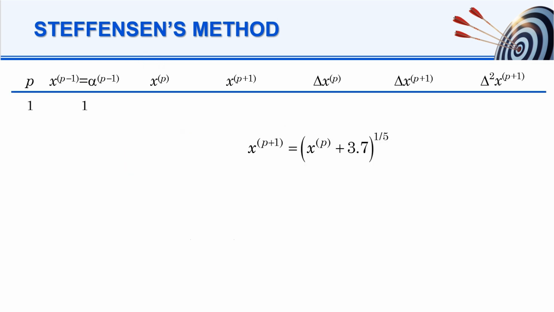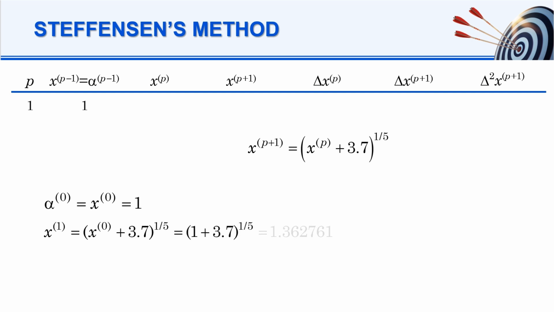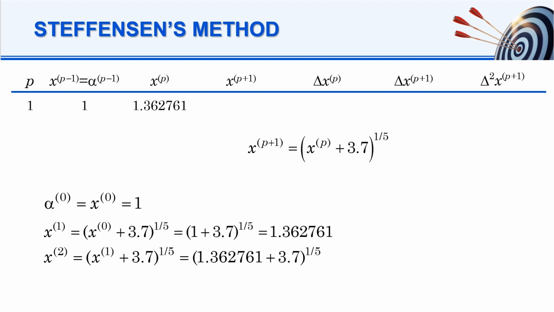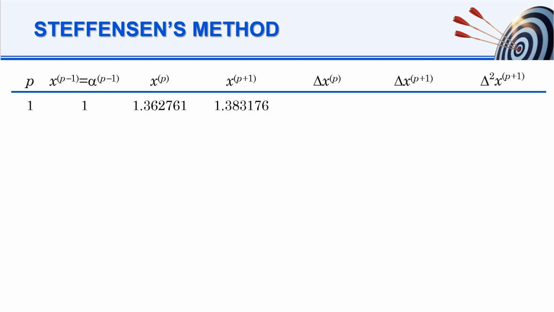Let us tackle the same example problem using the initial guess value of alpha 0 equals 1, which is also set to x0. The estimates x1 and x2 are obtained using the fixed point iteration equation. Having x0, x1, and x2, we can calculate delta x1, delta x2, and delta squared x2.